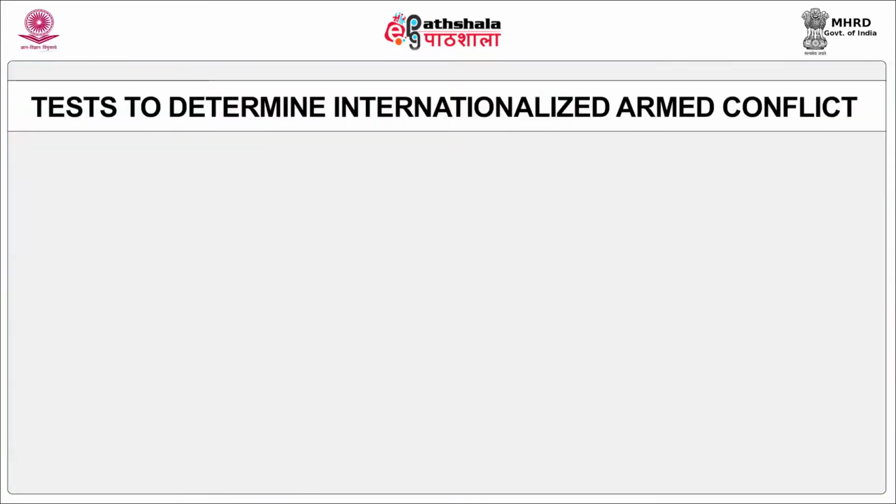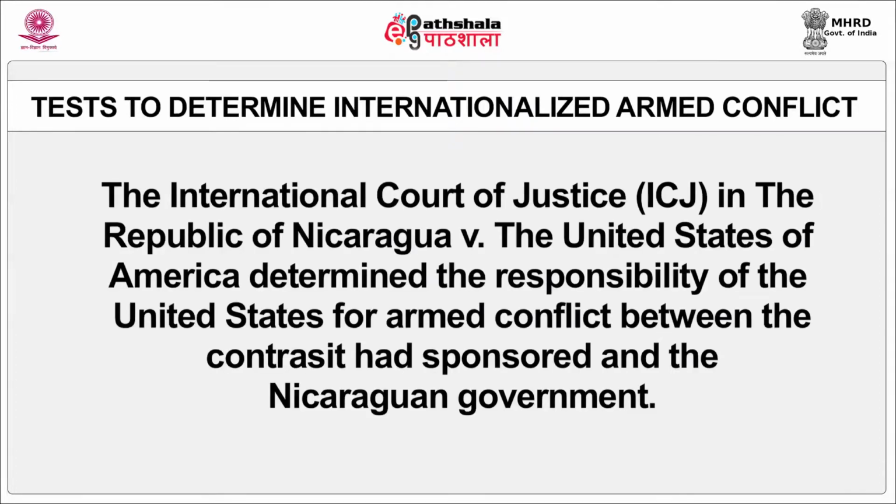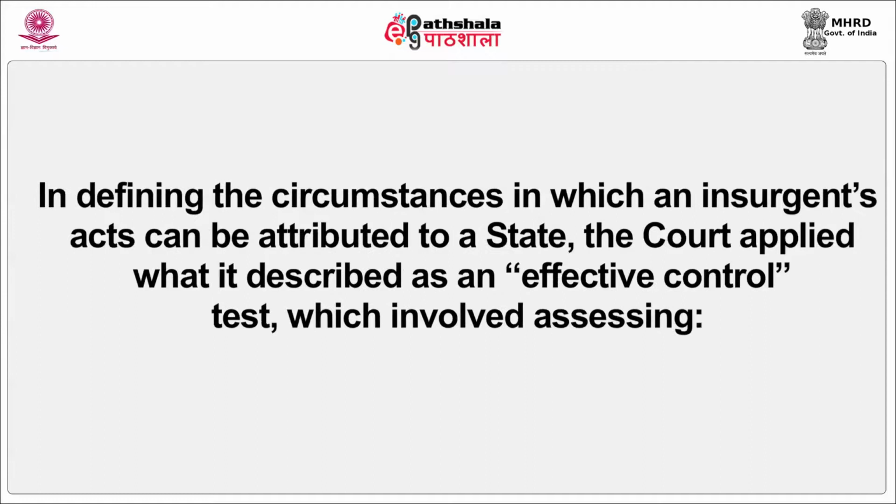Test to determine internationalized armed conflict. The International Court of Justice, ICJ, in Republic of Nicaragua versus the United States of America determined the responsibility of the United States for armed conflict between the Contras it had sponsored and the Nicaraguan government, to define the circumstances in which an insurgent's acts can be attributed to a state.